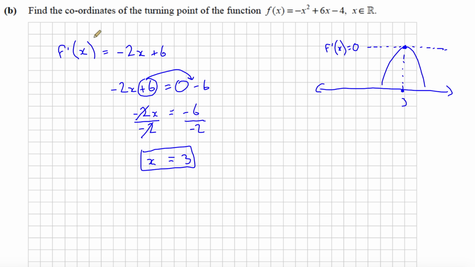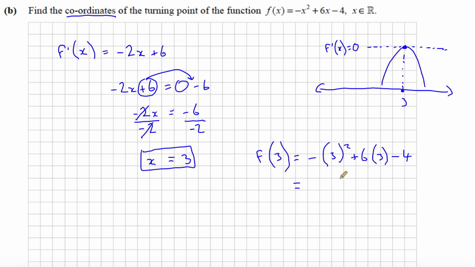So how do we find the y-coordinate? Because they did ask us for the coordinates of the turning point. Well, to find the y-coordinate, we're just going to substitute this x value back into our function. So we're going to get f of 3, which is going to be equal to minus 3 squared plus 6 bracket 3, minus 3 squared plus 6 bracket 3 minus 4.